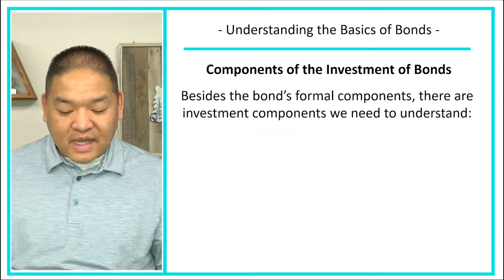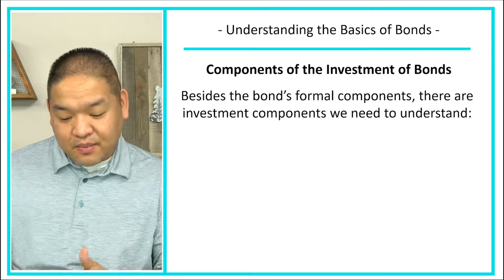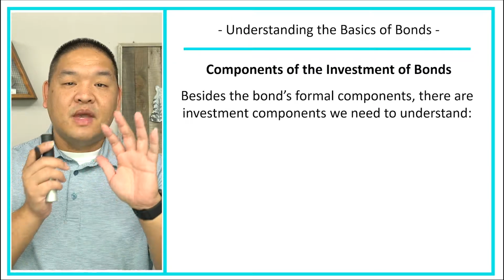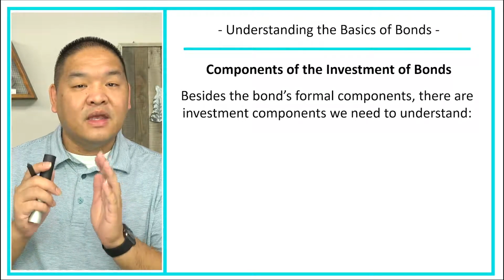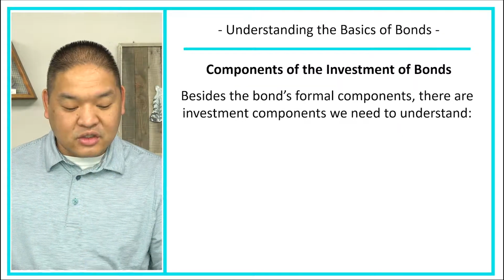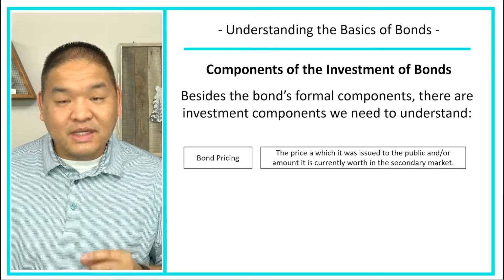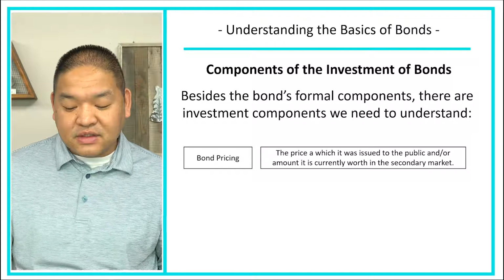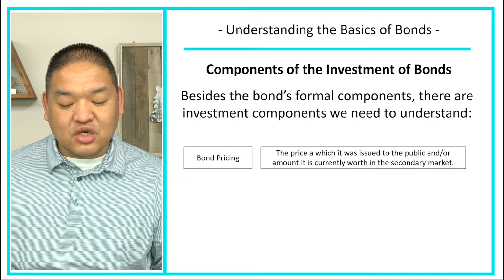Okay. Now, besides the bond's formal components, there are some investment components that we need to understand. So make sure you understand the last three terms, because I'm going to turn it around here in this slide. So thinking about other terms that you should be aware of. The first one is bond pricing. This is the price at which it is issued to the public and or the amount it is currently worth in the secondary market.